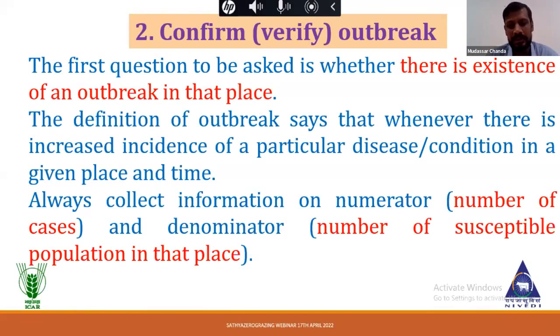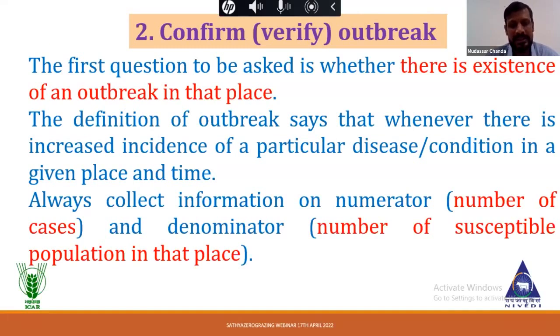For example, if you visit a village where there are 100 animals, and you find some 10 cases, and you just say 10 cases, then people will say okay, 10 is more or less. It's very difficult to say unless you have your denominator there. 10 by 100 into 100, that is 10%, then you can say that this percentage of animals are getting infected.